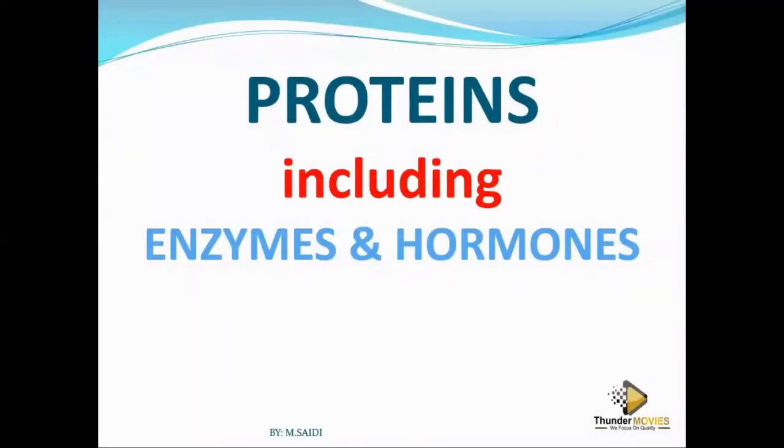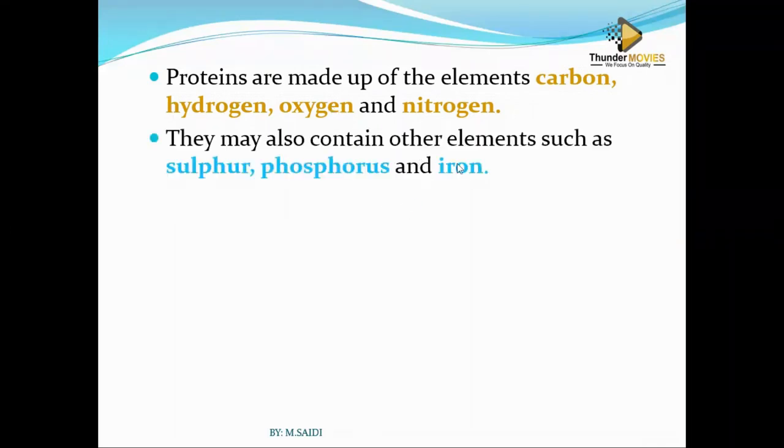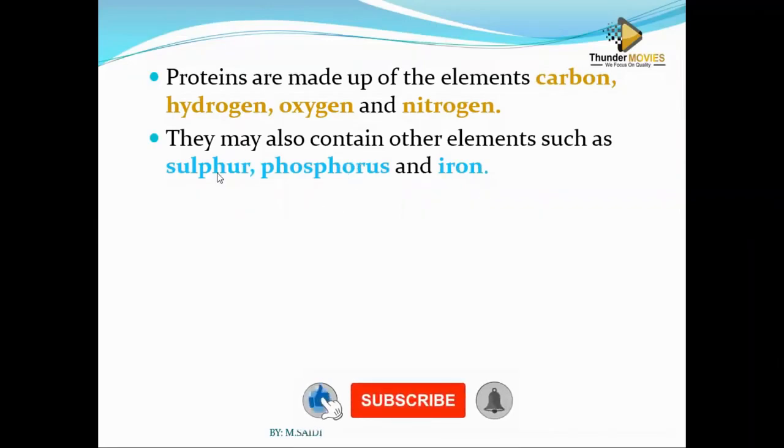So you're going to look at the structure of proteins, then enzymes as proteins, and then hormones as proteins. Proteins are made up of carbon, hydrogen, oxygen, and nitrogen. We know that all organic molecules are made up of carbon and hydrogen, plus oxygen and nitrogen, depending on which organic molecule it is. They also contain elements of sulfur, phosphorus, and iron. A protein molecule could have sulfur, phosphorus, or iron, depending on the function it is designated to do.